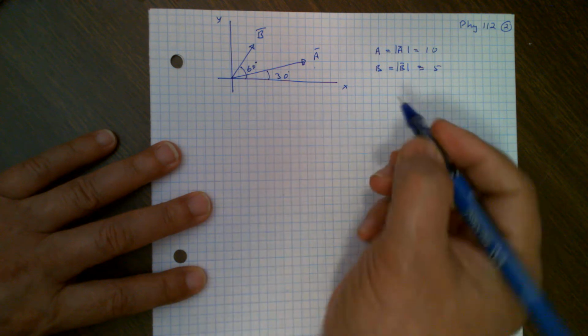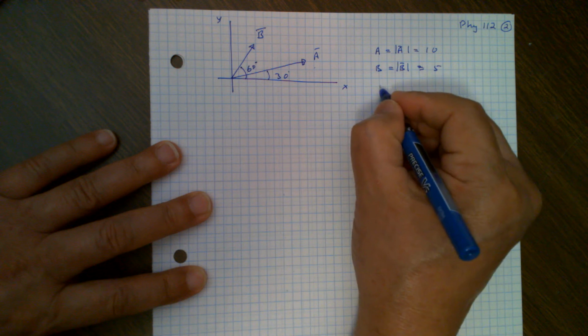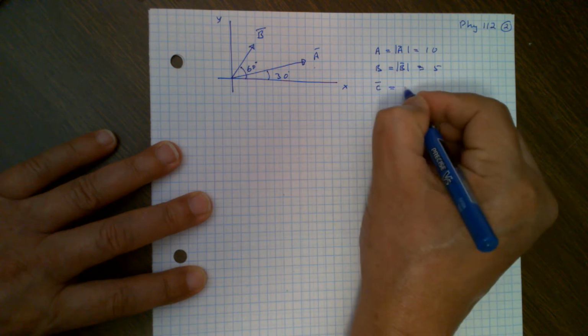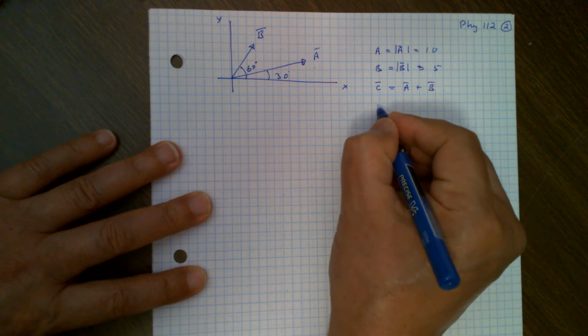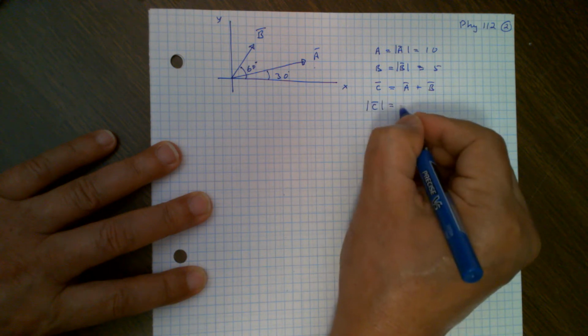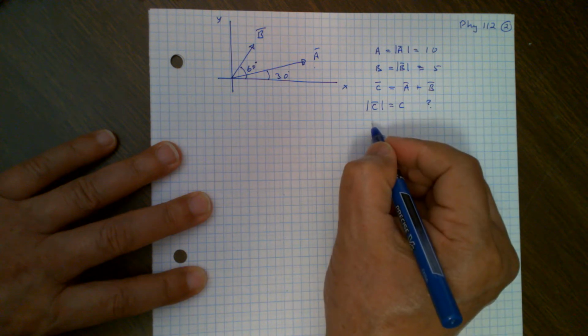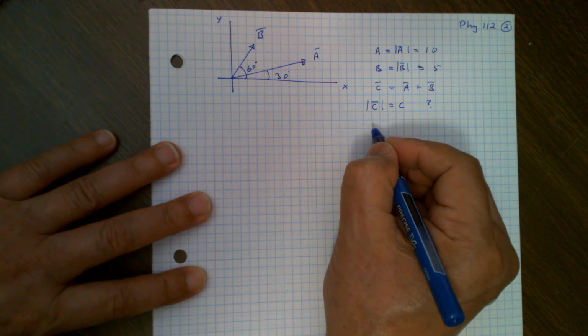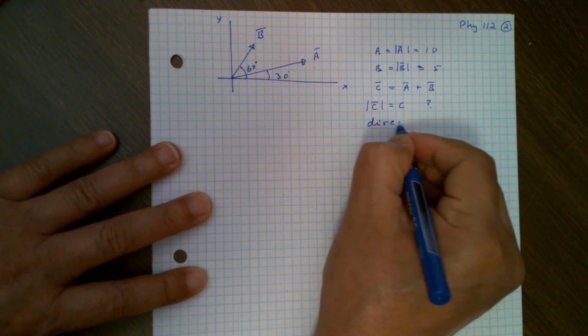Now what I want to know is the resultant vector C, which will be vector A plus vector B. I want to know the magnitude of vector C, which we call C. How much is that? And we also want to know the angle that it makes with the x-axis. So we want to know the direction of C also.